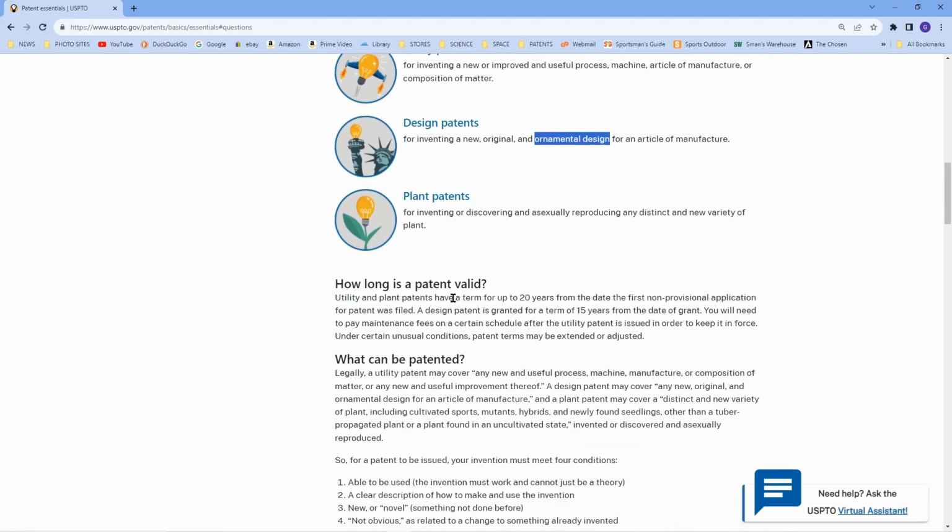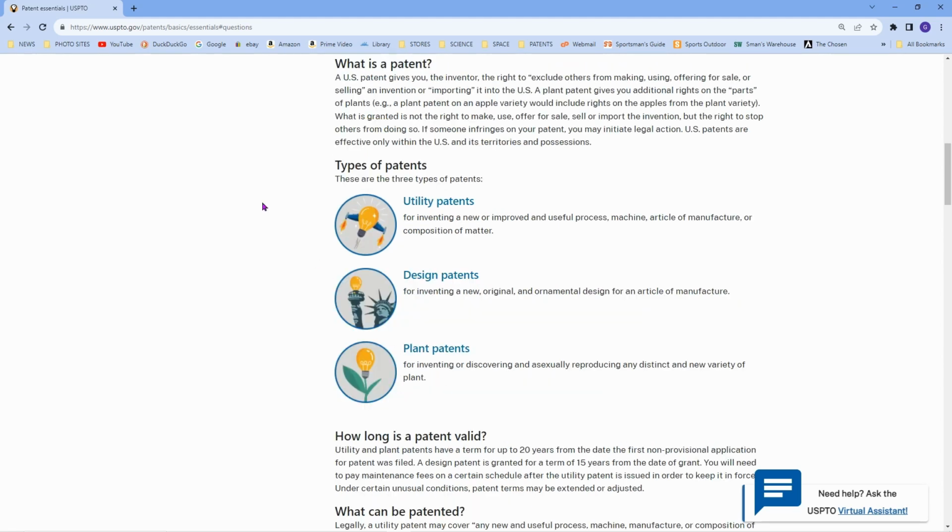Now, how long are these patents good for? Well, a utility and a plant patent are good for 20 years from the time you file that non-provisional patent application. And for design patents, it's 15 years. That's a fairly short period of time compared to copyrights, which usually last the life of the author plus 50 years. But this does give us some protection so that we can sell the invention or license the invention to someone to produce for about 20 years.